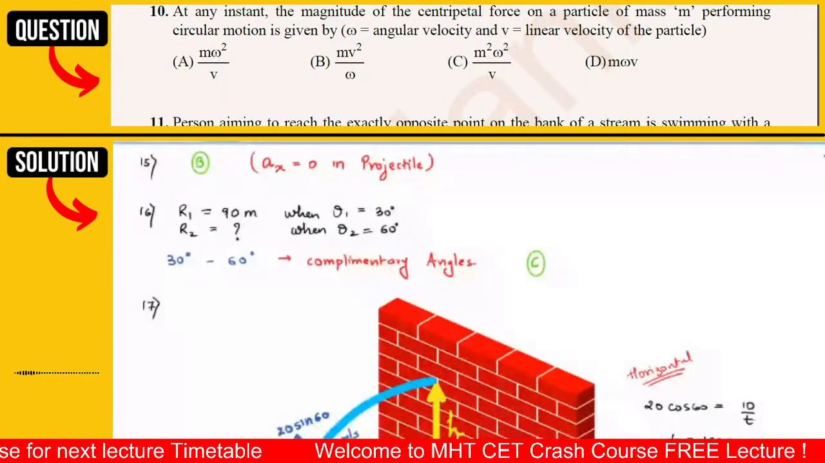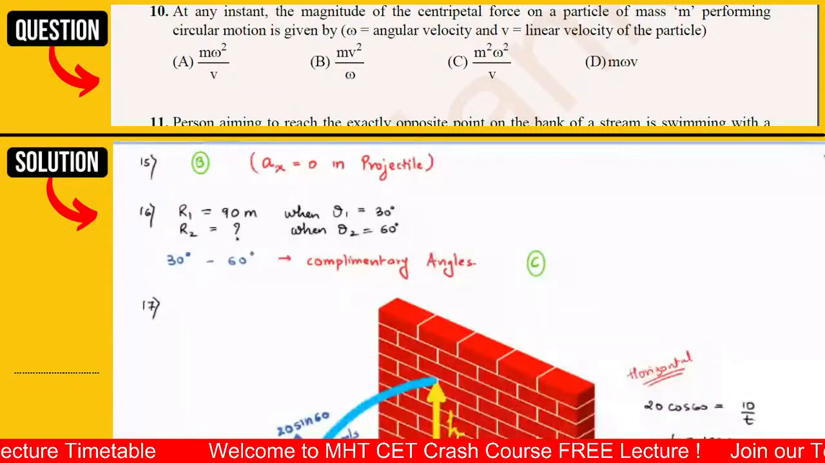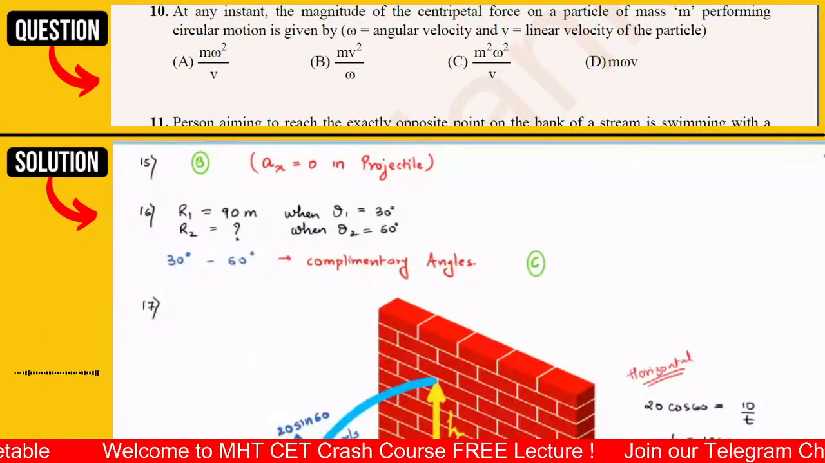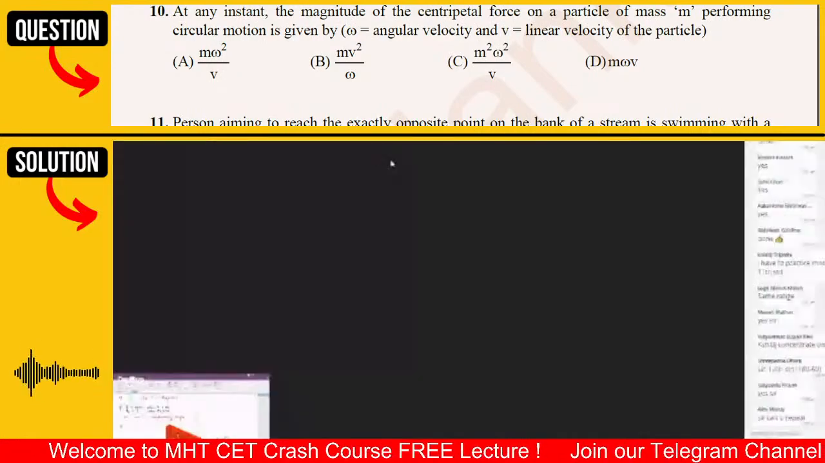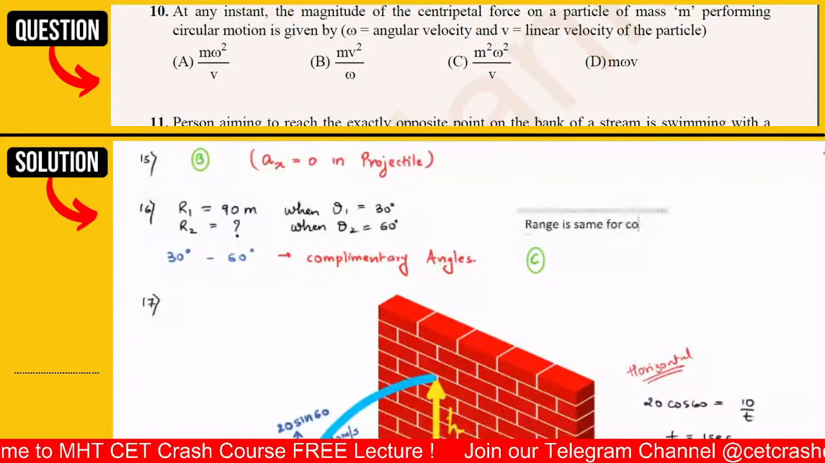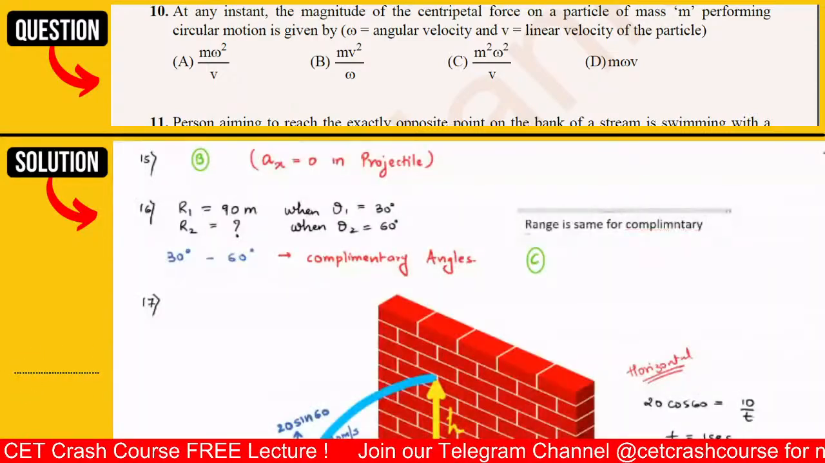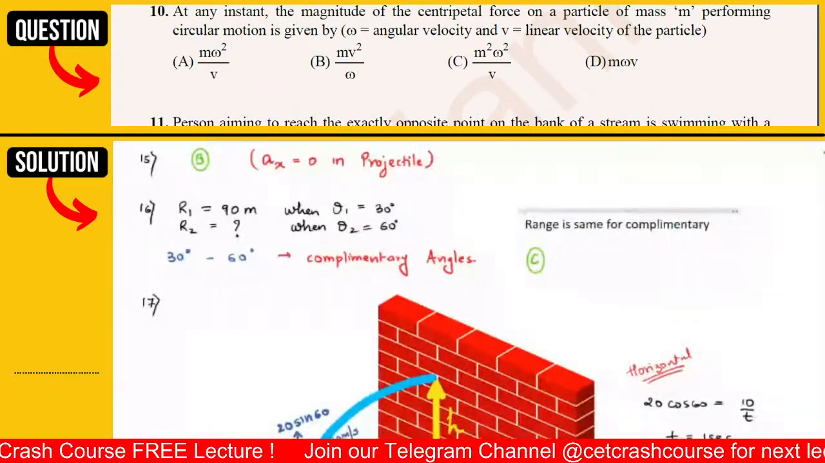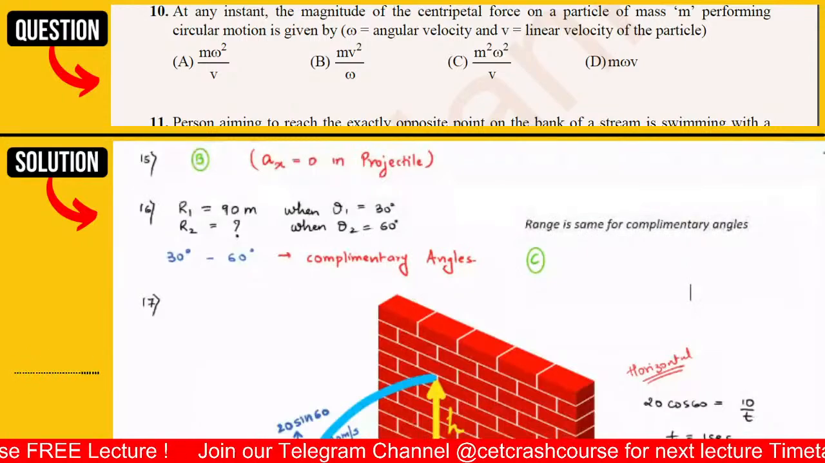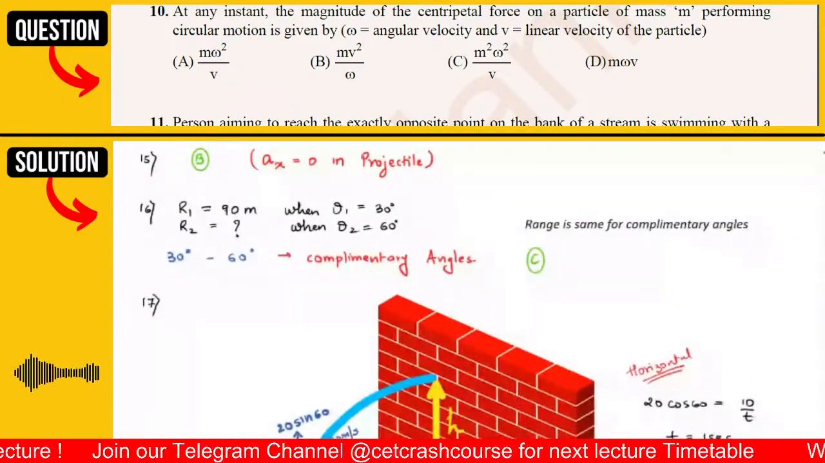Okay, that was easy. This is a simple question based on a property of range, that range is the same for complementary angles. That is a simple property, and that is what we have used. Range is the same for theta and 90 minus theta.